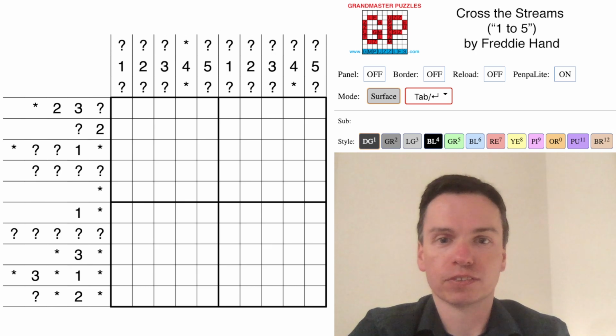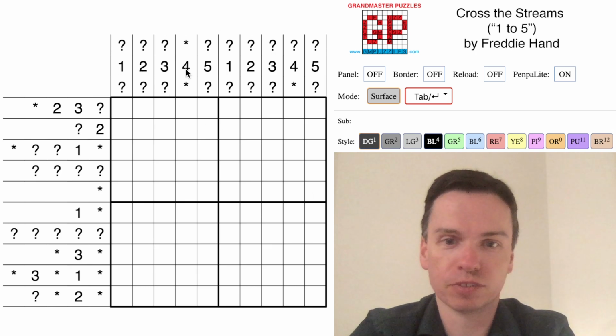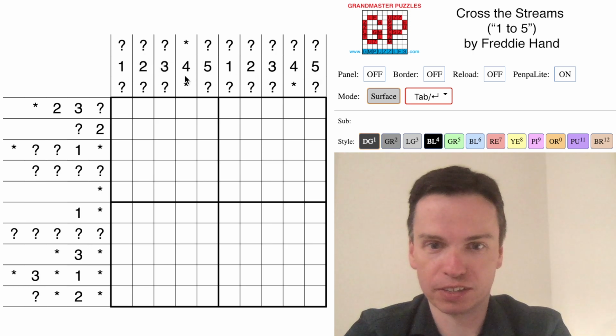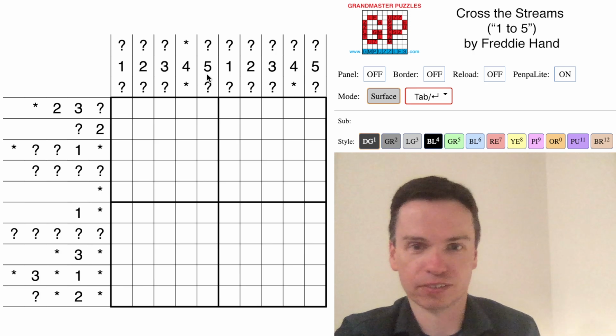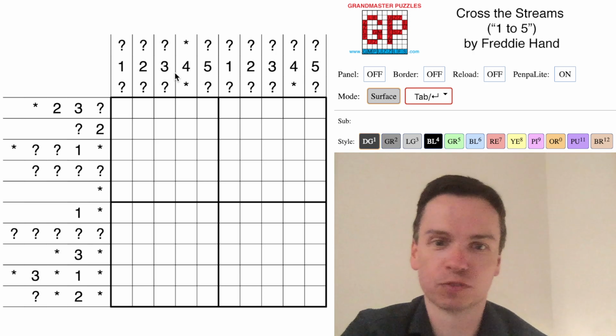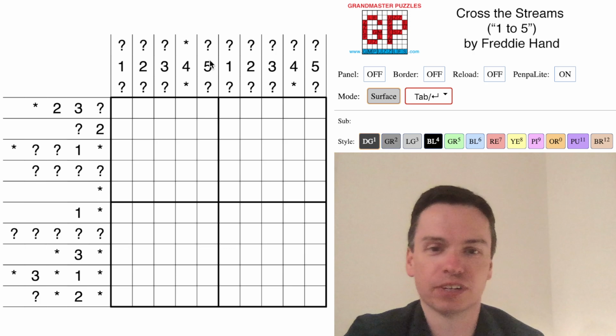So we're here to solve this Cross of Streams by Freddie Hand. It has a 1 to 5 theme, which you'll see twice across the top, and it's a good addition to the rest of this week that had a lot of these series clues. And this is the natural evolution. The last puzzle of this form is 1 to 4, and this is one larger, 1 to 5.